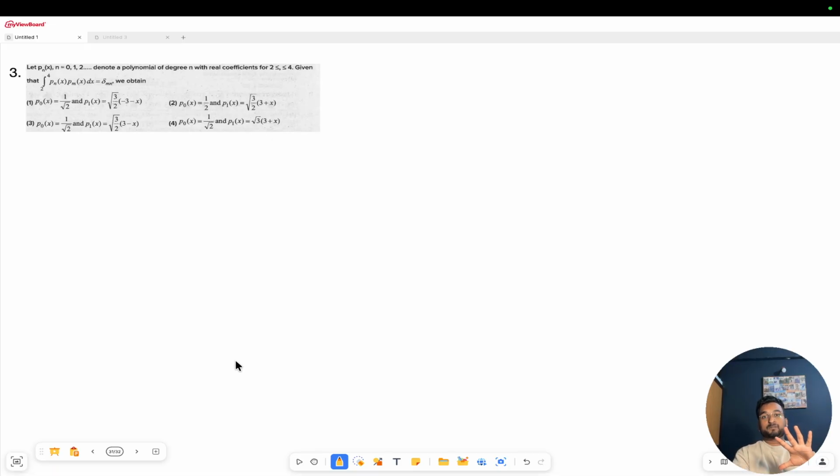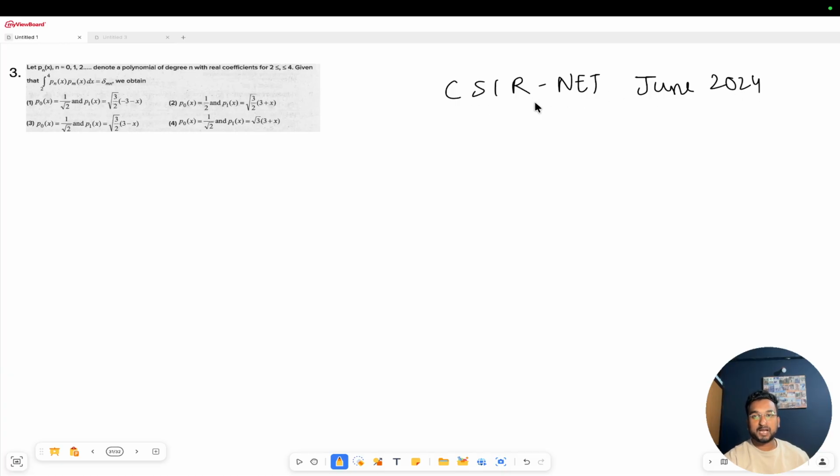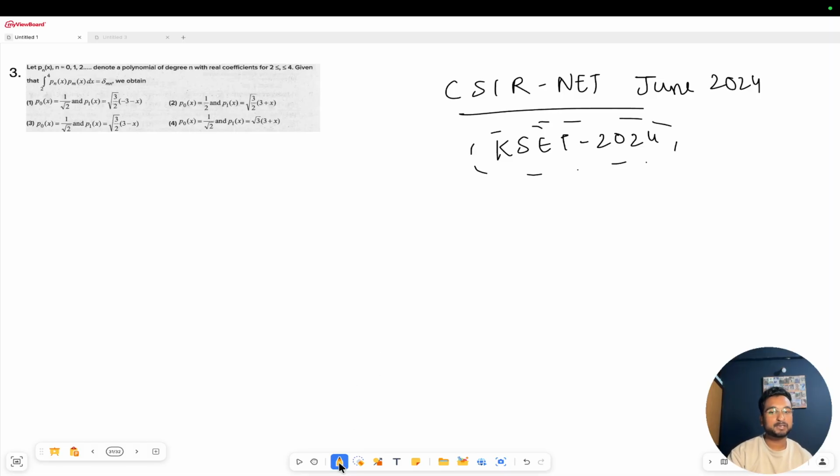This is a tough question if you see the standard of KSET questions, because this is the question asked in the 2023 NET paper and 2024 NET paper. In June, the CSIR NET paper was held, and the question was asked in June 2024, and then in November in KSET 2024 they just copy pasted the question with some slight modification.